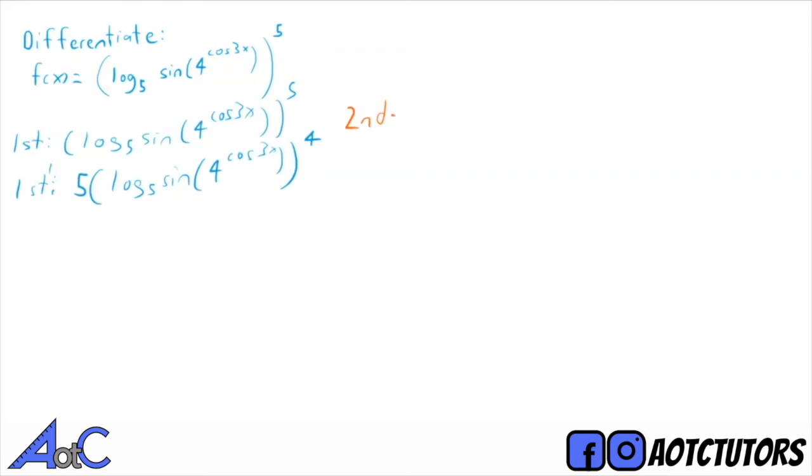Here, the second function, if we work our way from the outside in, the outermost function was the polynomial. Inside of that, the next thing I see is this log function. So the second function is all of this log stuff: log base 5 of sine of 4 to the power of cos 3x. Alrighty, there's our second function.